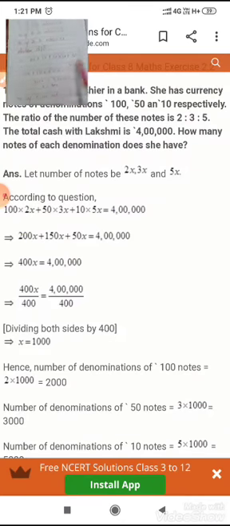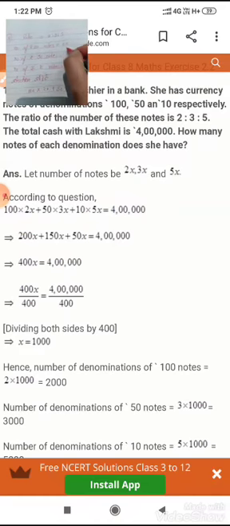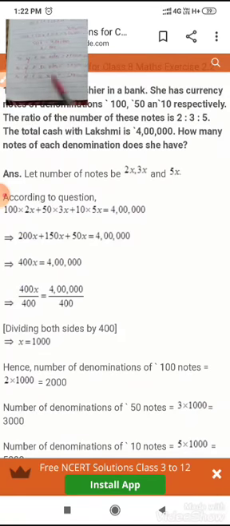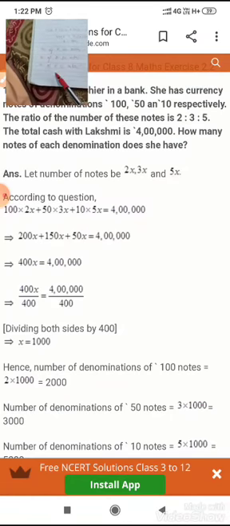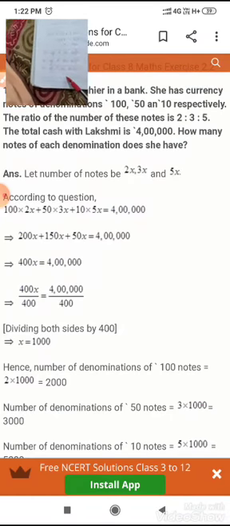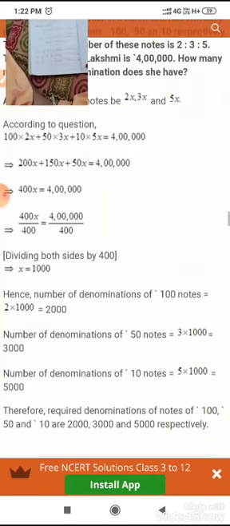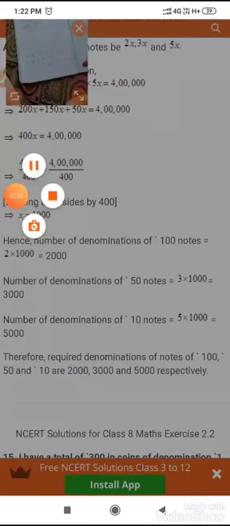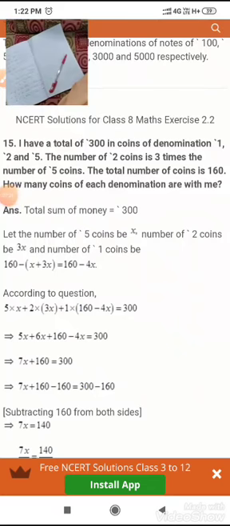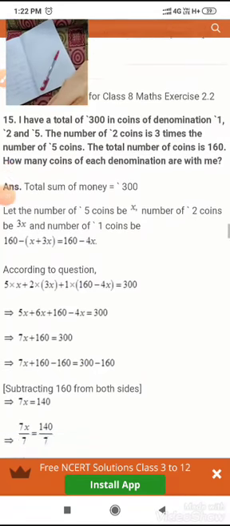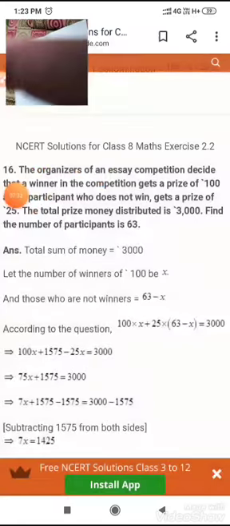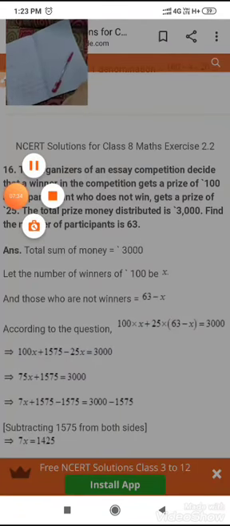Put the value of x in the number of rupees 100, rupees 50, and rupees 10 notes. We will find that the number of rupees 100 notes is 2000, the number of rupees 50 notes is 3000, and the number of rupees 10 notes is 5000. The 15th question is the same as the 14th question, so do it by yourself. Move to our last question, question number 16.